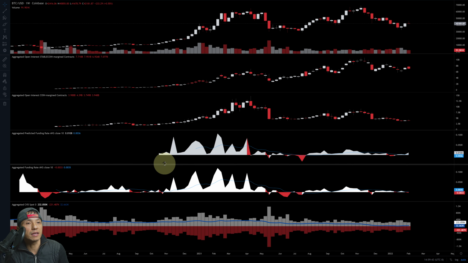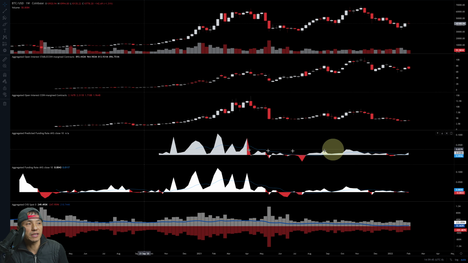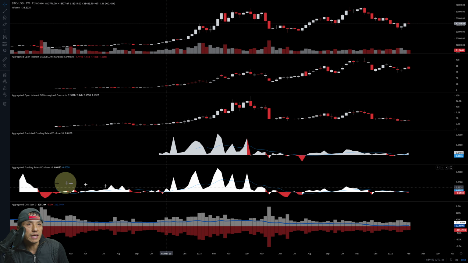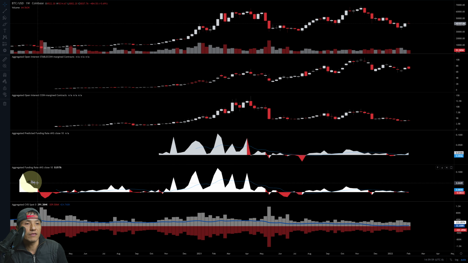Now I'm going to skip predicted funding because that's what they predict is going to happen. I'm just going to go to the aggregate funding rate. So back here, you can see the funding rate. Overall, what's the theme here? We see that funding rate tends to be positive because we rarely see it flip below that middle line, which is 0. Overall, in the last 2 years, it's been more positive than it has been negative.